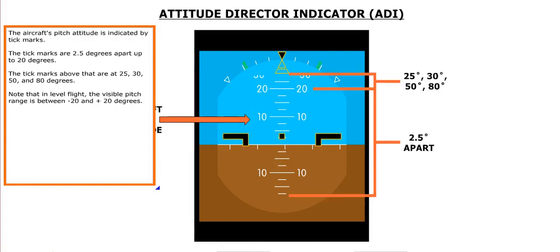The aircraft's pitch attitude is indicated by tick marks. The tick marks are 2.5 degrees apart, up to 20 degrees. The tick marks above that are at 25, 30, 50, and 80 degrees. Note that in level flight, the visible pitch range is between -20 and +20 degrees.